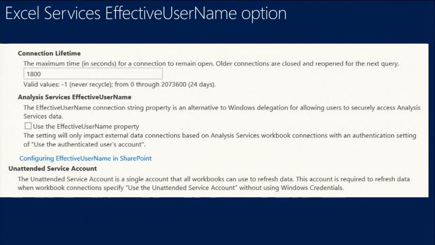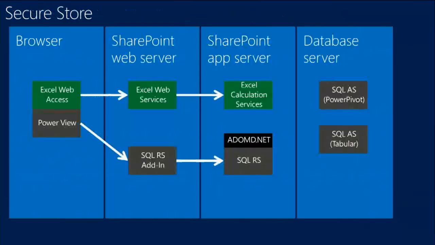So you can configure that as a fallback option in Excel Services. Here's that option. It's new in Excel Services in SharePoint 2013. You go to Excel Services service application settings, and you can check that box in the middle there that says use the effective username property. Only do that if you do not have Kerberos.